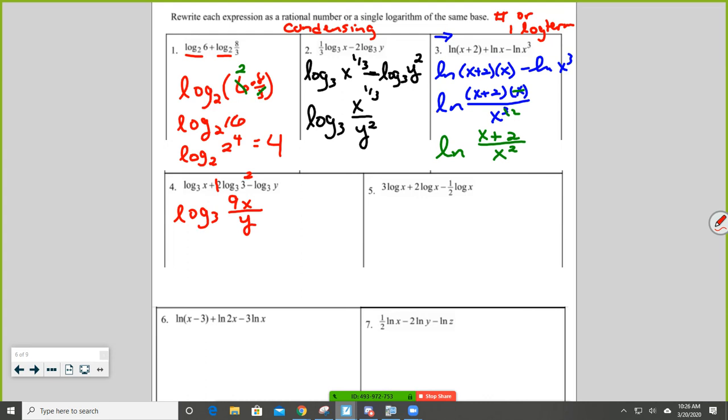How'd you do the 9x? What I did, because it was a plus symbol right there, I knew I had to take this argument and this argument. They get multiplied together because in logland, adding means multiplying. And 3 squared is just 9. So now it's 9, because of that plus symbol, times x divided by the y.